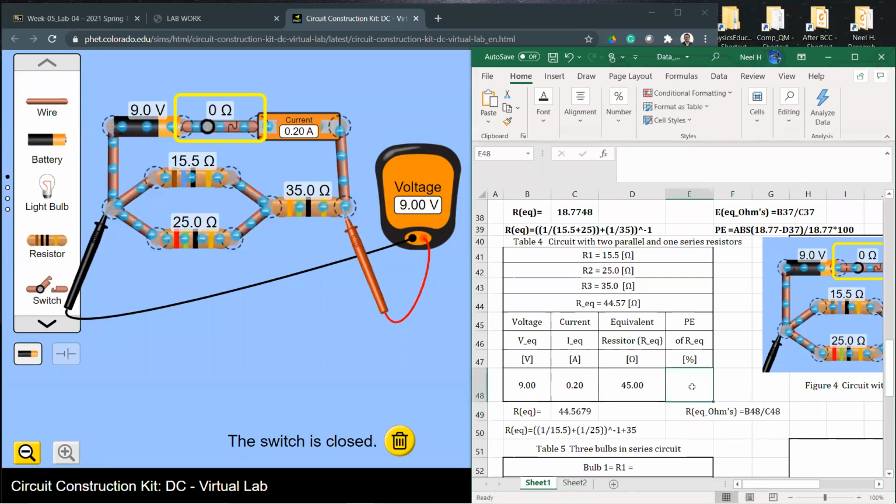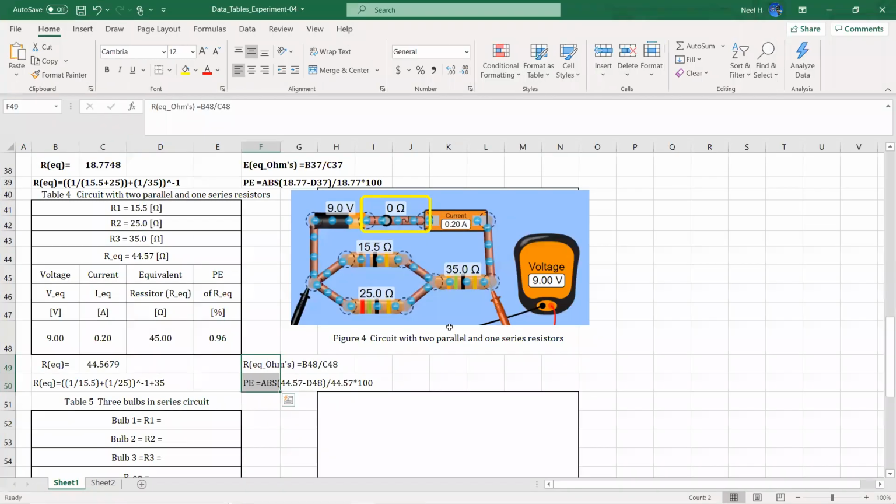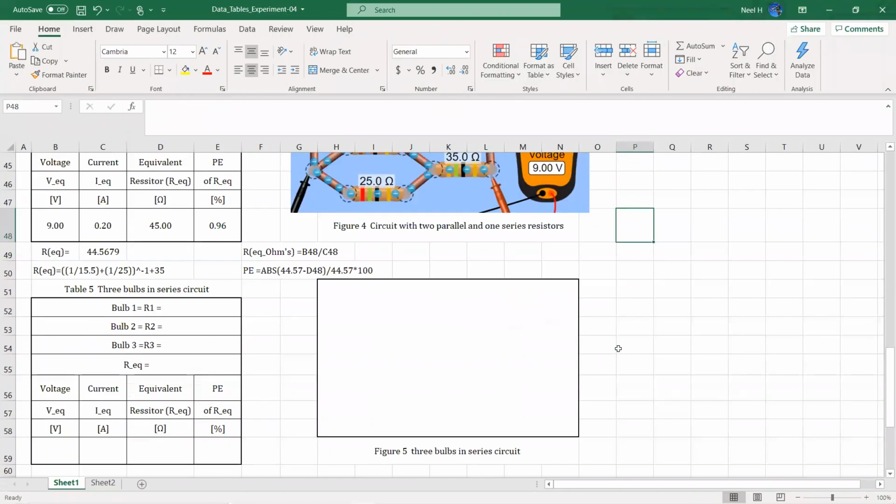And let's compare those two numbers. Equal sign, ABS, expected value 44.57 minus the Ohm's law value, which is D47 on that cell, divide by 44.57 multiplied by 100. So change the number of decimal places to only 2. Percentage error, you can see, is less than 1, so that's a very, very good number. Okay guys, any question? That's our table 4.